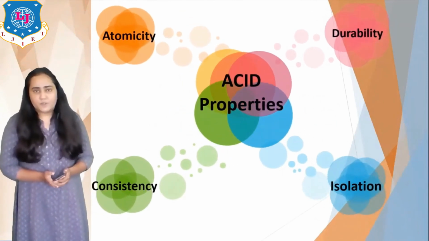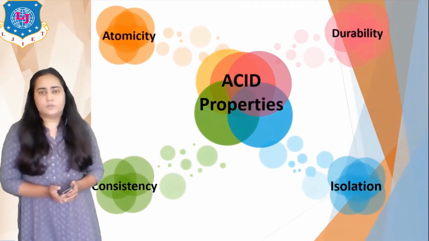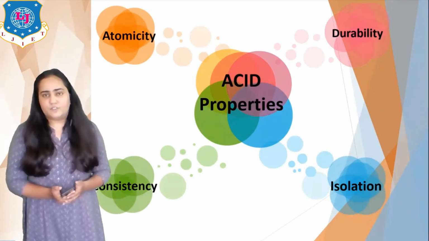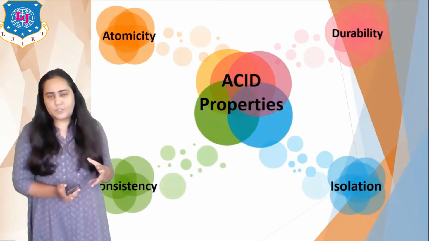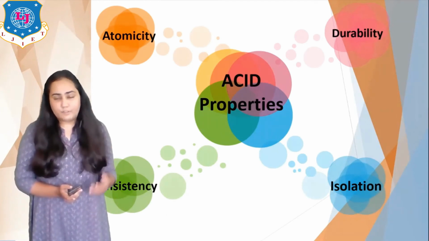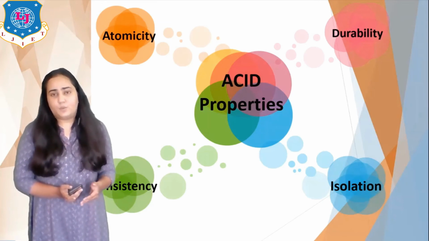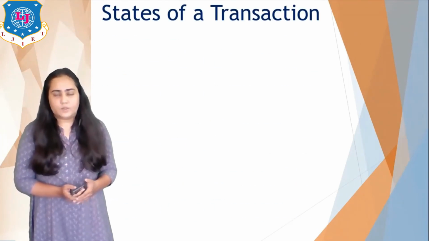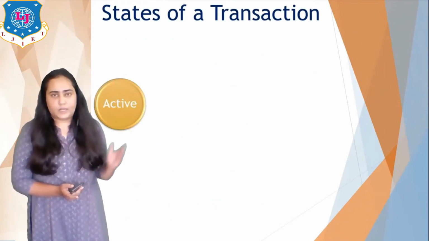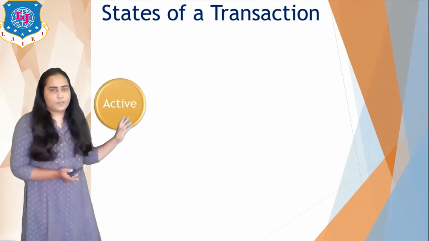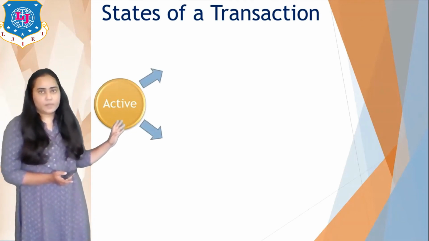Now, since we've covered all four properties, I would like to talk about the different states of a transaction. So a transaction has its own life cycle, and we're going to see what that life cycle looks like. So the different states of a transaction are like this. First, we have the active state.